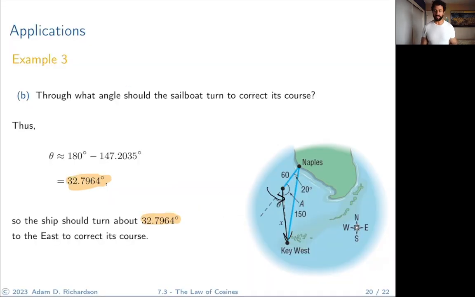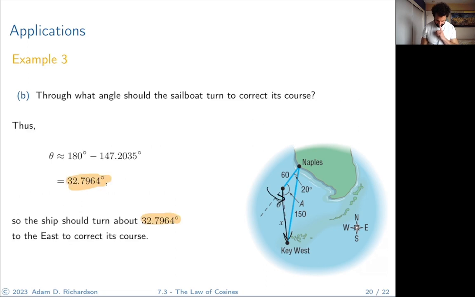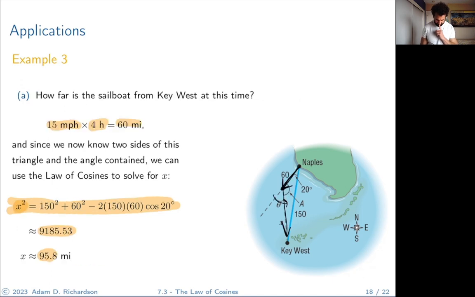All right, now the last question was, how much time has been added to the trip? We wanted to get to Key West at a certain time. How much time did we just lose here? How much are we adding on to this trip that we didn't need to add on? Well, what did we find? Hold on, I lost my train of thought here. 60 plus 95. Oh yeah, because we found X, right? 95.8.